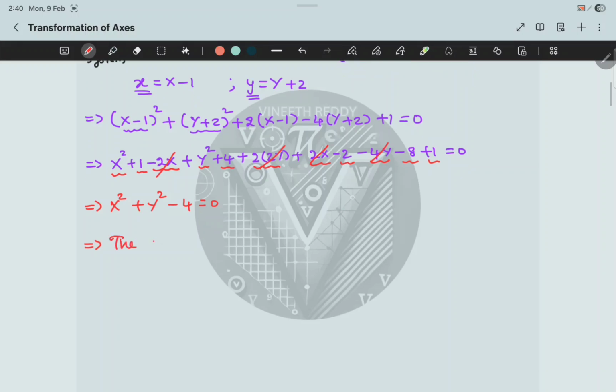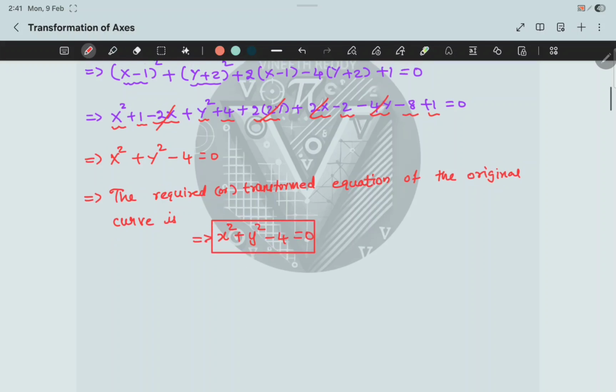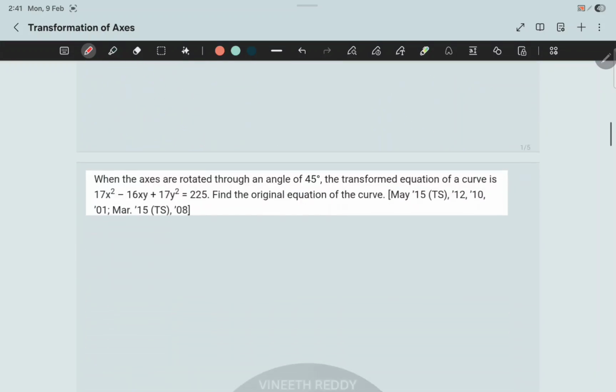So the required or transformed equation of the original curve is, now we have to replace capital X with the small x. Please don't forget to do that. Is x square, and replace capital Y with small y. So this is the final answer. Hope you understood it. Let us now go to the next question.